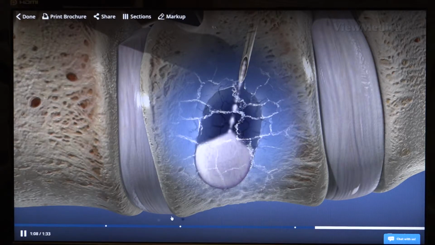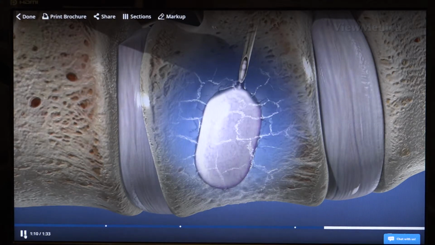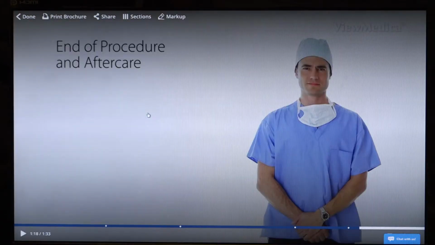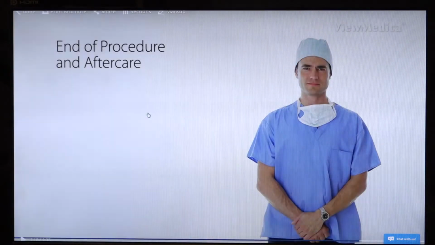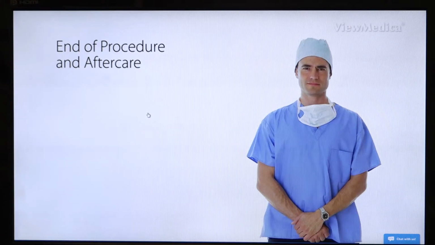The next step is to place the cement into this area and to fill this cavity. The cement takes about 20 to 24 minutes to solidify, and once it does, it provides stability to this broken region in the vertebrae, and there should be a significant amount of improvement. The needle is then removed, and we apply a small Band-Aid to the incision, and the patient is then taken to the recovery room.